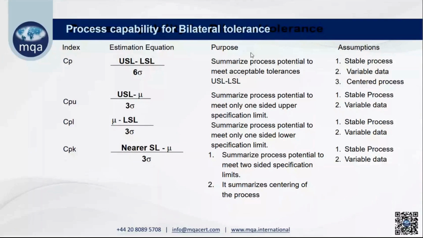Hello, sir. Please, can you throw more light on this type of tolerance you just mentioned? See, there are unilateral tolerance and bilateral tolerance. Now, an example of unilateral tolerance is the hardness of a material.